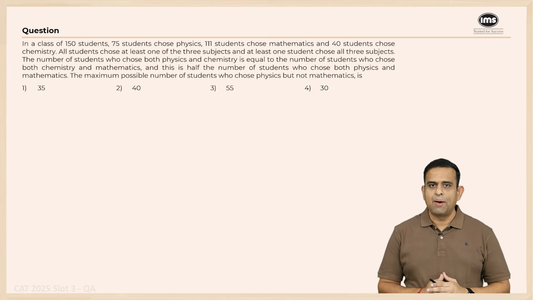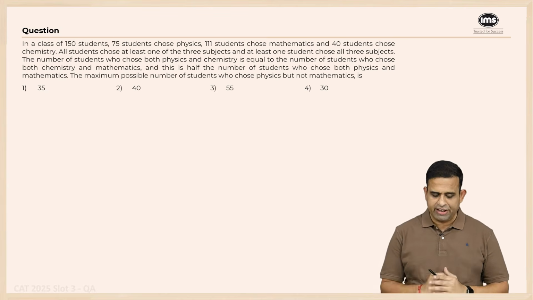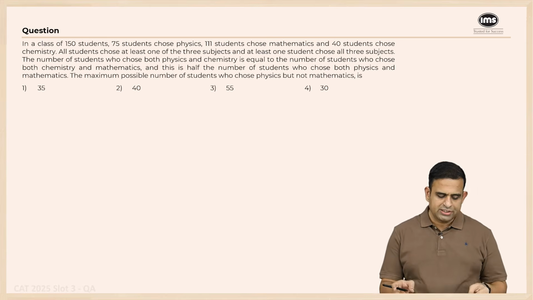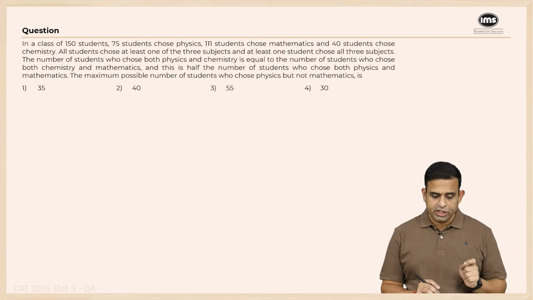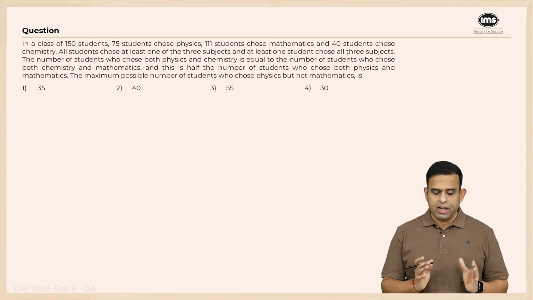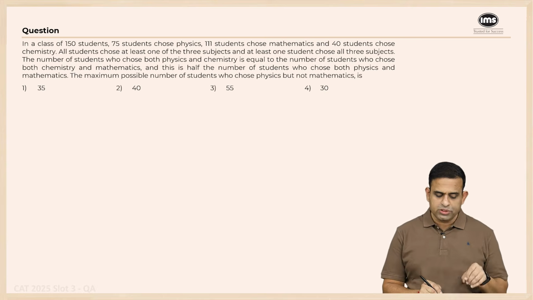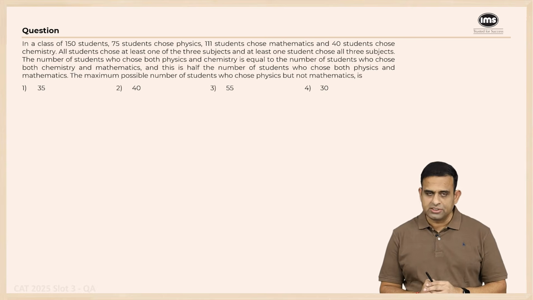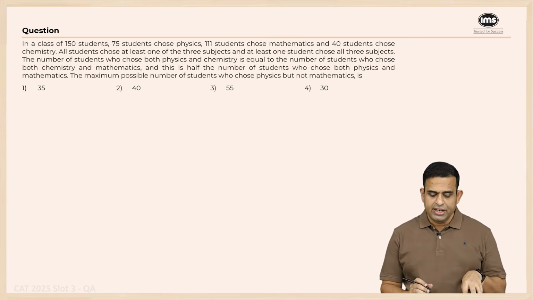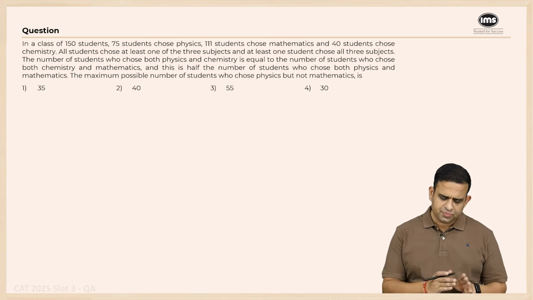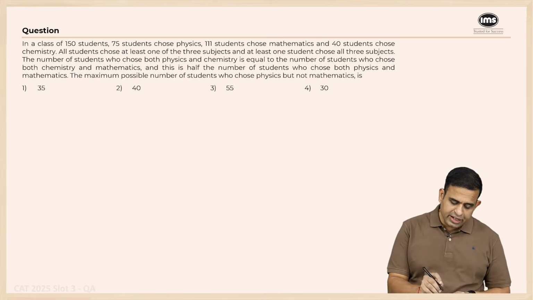The next sum basically happened to be on the concept of, one can say, a Venn diagram, and again not a very straightforward question. It says that in a class of 150 students, 75 students chose physics, 111 students chose mathematics, and 40 students chose chemistry. All students chose at least one of the 3 subjects, and then they are saying at least one student chose all the 3 subjects over here. Let us understand what needs to be done in this particular case.